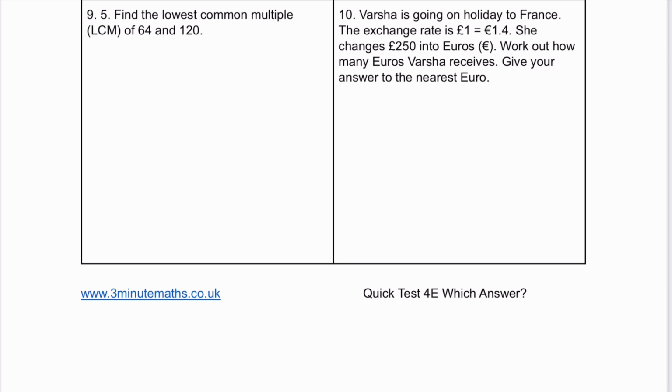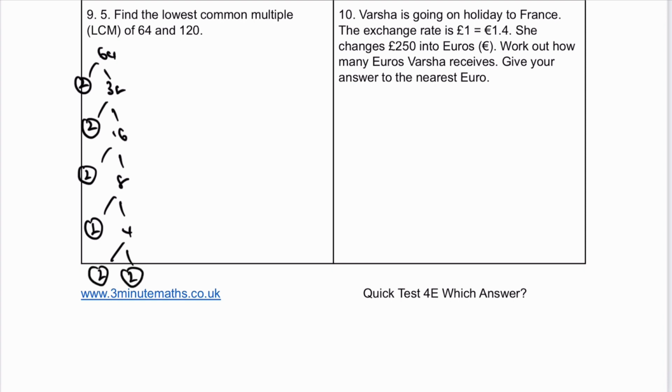Okay, so the way I would do this is I would start with the factor tree. So I'm going to do 64. I've got 2 and 32, and then I'm going to do 2 and 16. Now you'll see what I'm doing here is I tend to do this in a kind of golf club sort of way, so you can see that all of my prime factors are down the left hand side and then along the bottom, and you get this kind of nice golf club sort of effect. If I do that then with 120, I'm going to get 2 and 60, and then 2 and 30, and then 2 and 15, and then finally 3 and 5.